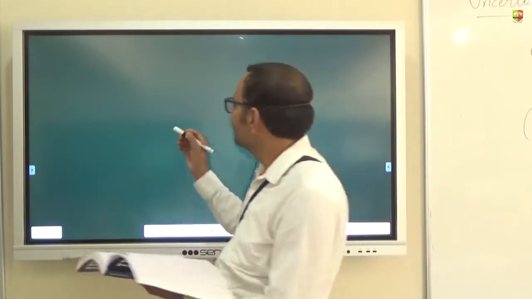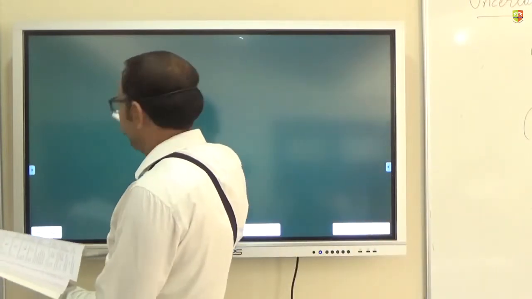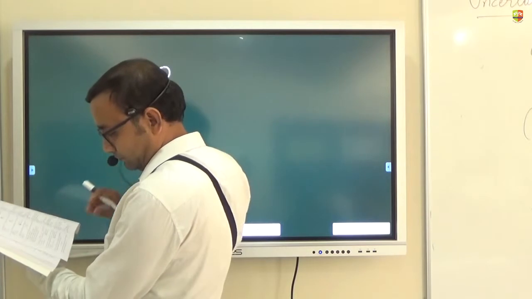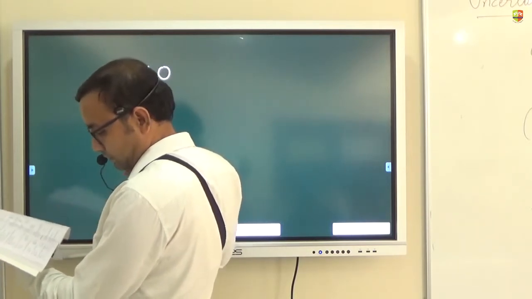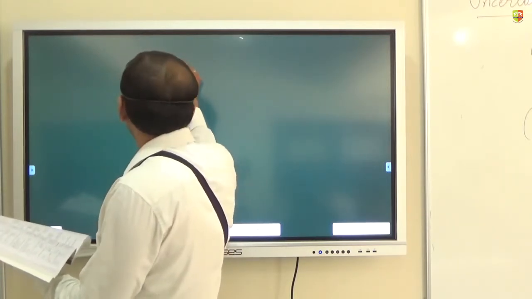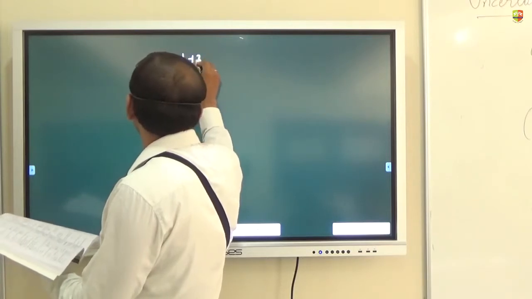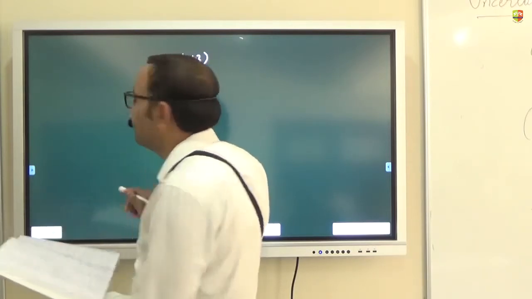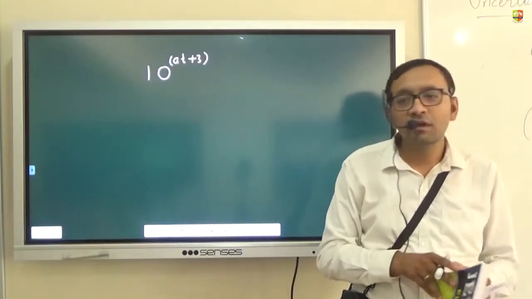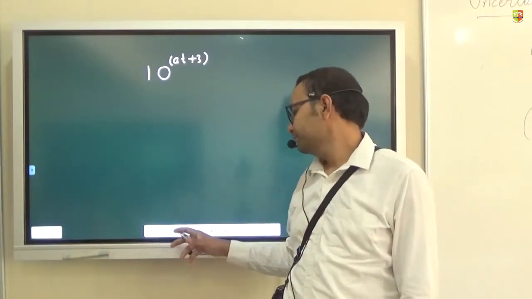31. Okay, this is interesting. 10 raised to power A T plus 3. You need to find the dimension of A, right? What could be the dimension of A?